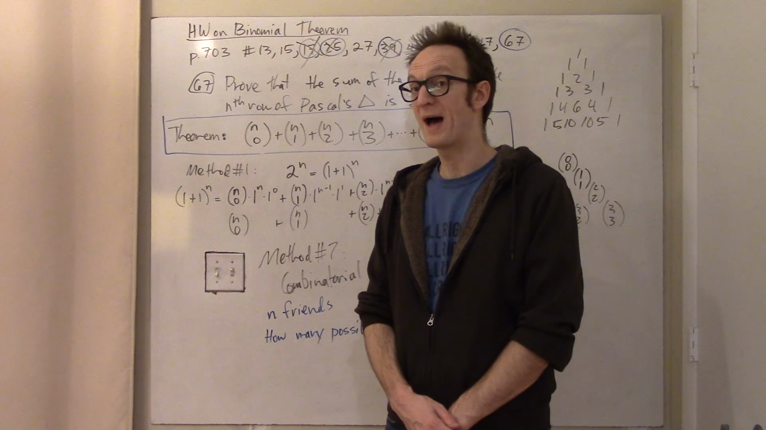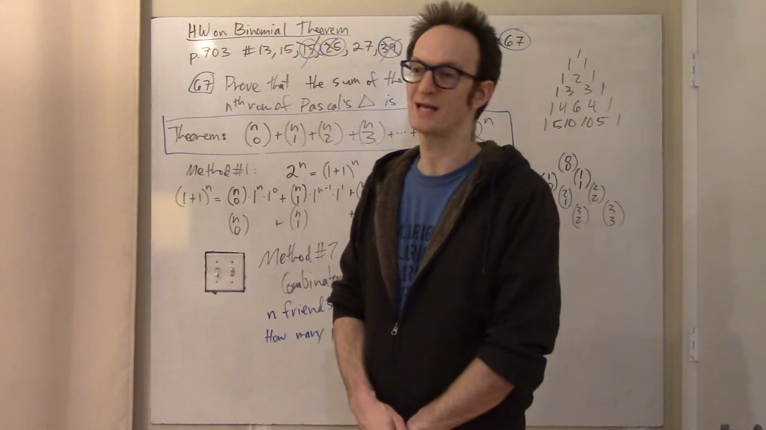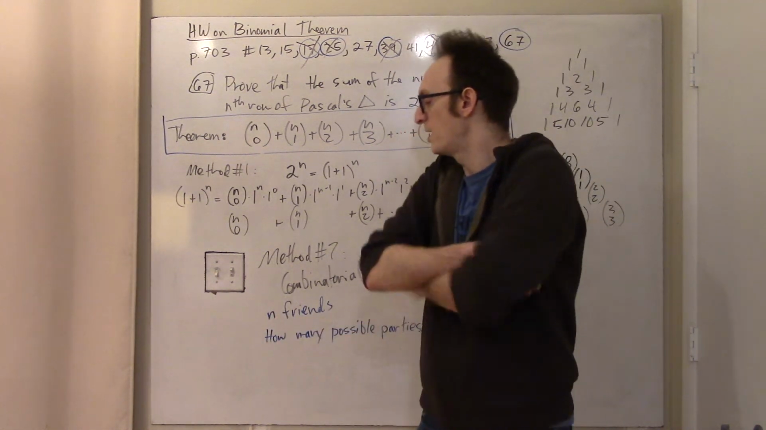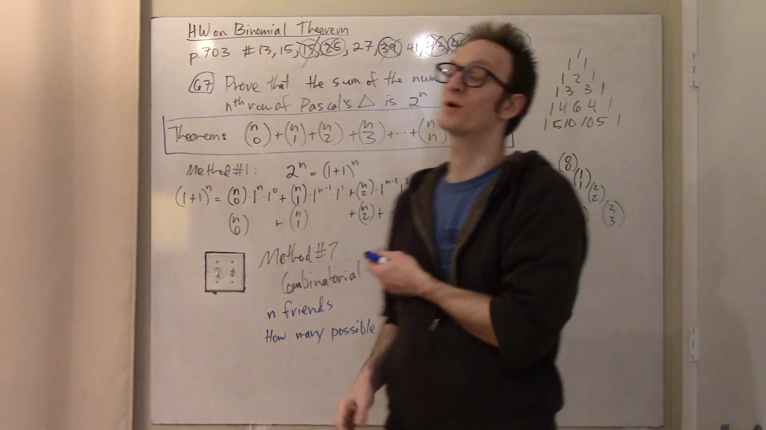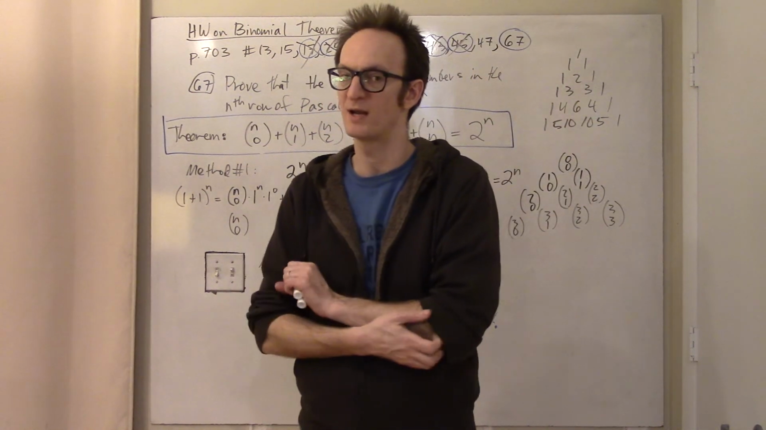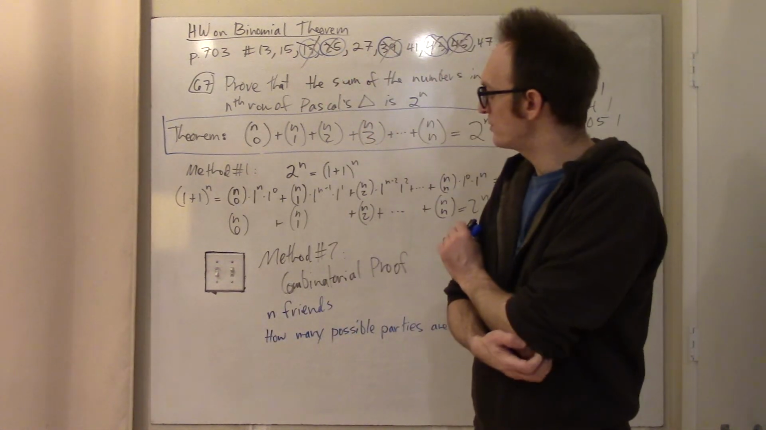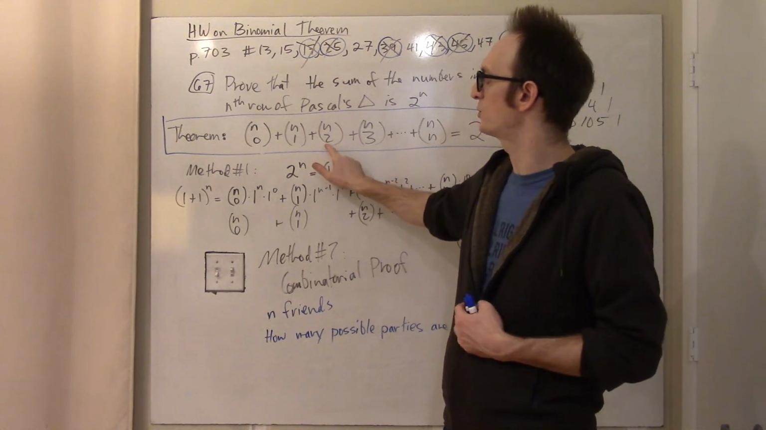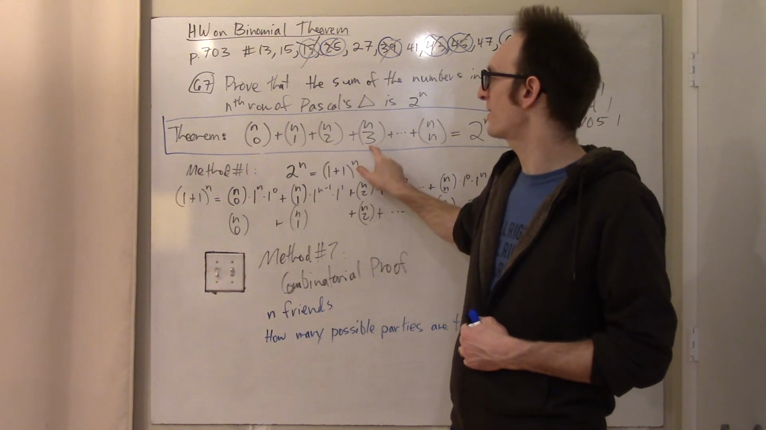How about if you decide that you want your party to be one person? Ooh, that's called a date. How many ways are there to pick just one person? Well, there are n choose one ways if you have n friends. What if you're going to invite just two people? That's a very intimate party as well. Well, if you have n friends and you decide you want to invite just two people, then there are n choose two ways to invite two people. There are n choose three ways to invite three people.